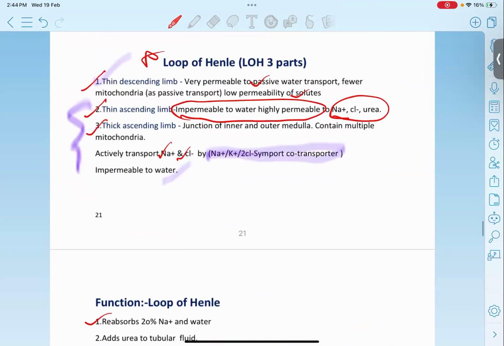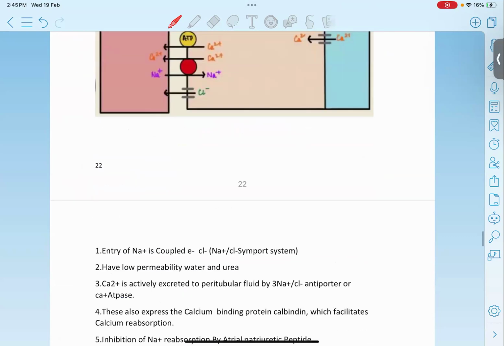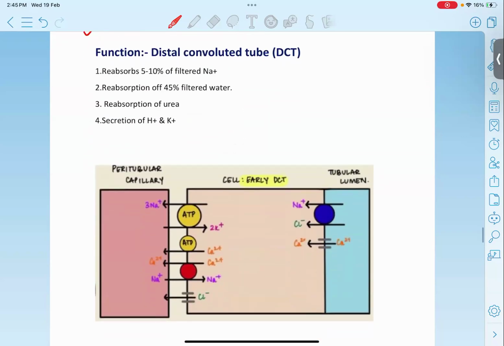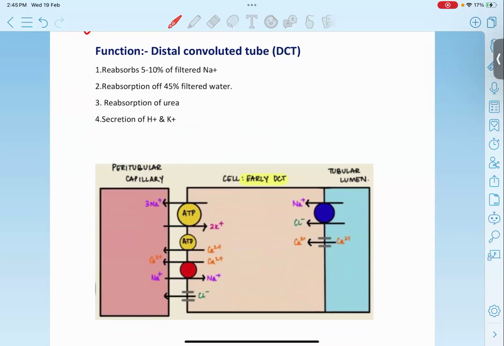So the remaining 20% is reabsorbed through the loop of Henle, water and sodium, and it adds urea to the tubular fluid, and it is involved in urinary concentration and dilution. So we're done with the loop of Henle. Now we will move into the distal convoluted tubule, or DCT. DCT will reabsorb the remaining 5 to 10% of filtered sodium, and it will reabsorb 45% of filtered water. It will reabsorb urea, and it will take part in secretion of proton and potassium.